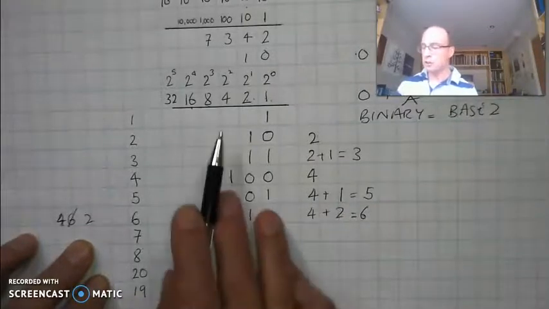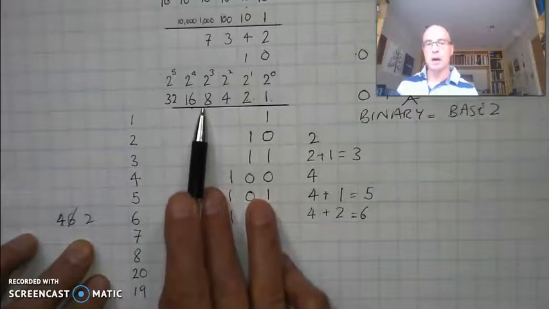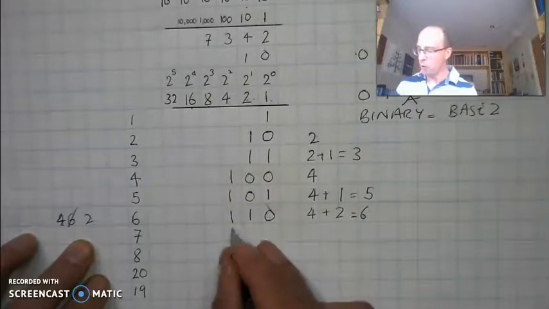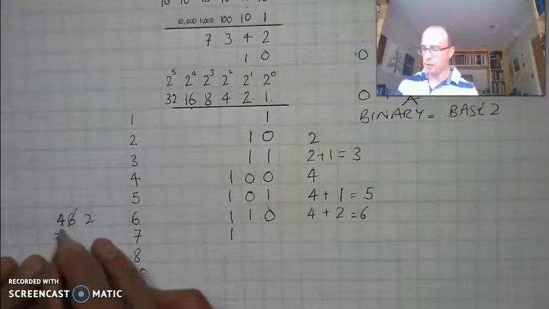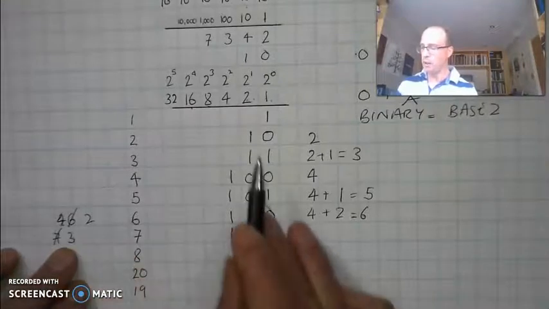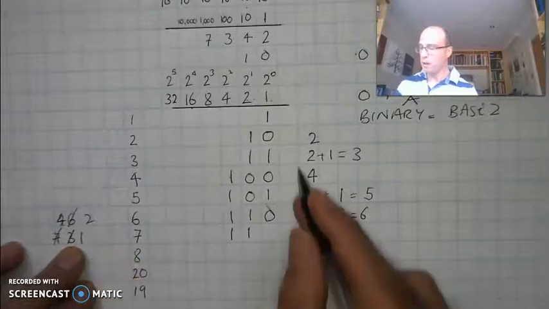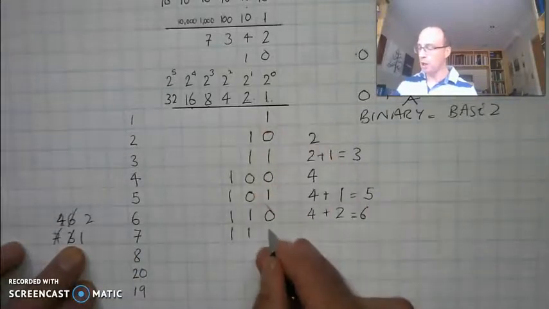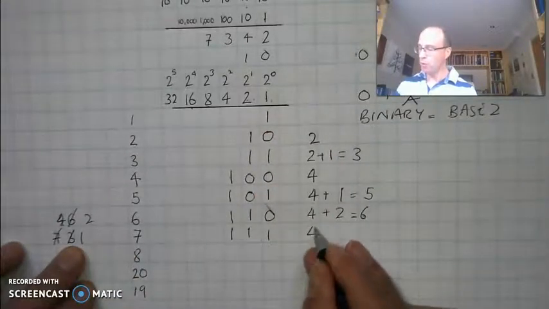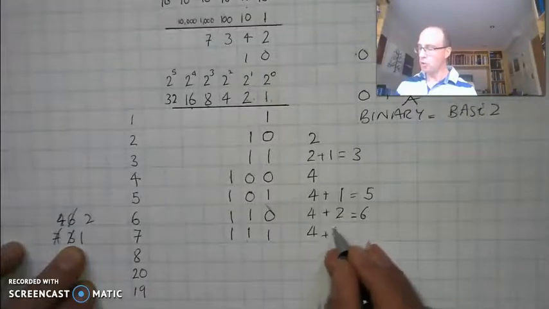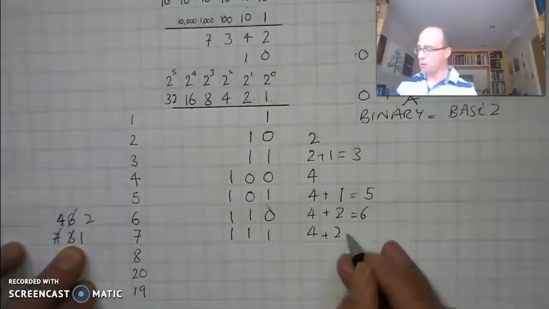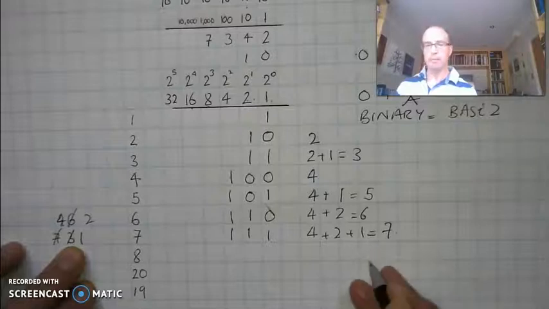Next one, 7. Still can't fit an 8 in, but I can fit a 4. So I start with 7, I've used a 4, I'm left with 3. I can fit a 2 in, and that leaves me 1. So I need to put a 1 in my final column as well. So I've got 1, 4, 1, 2, and 1, 1, and that's my 7.